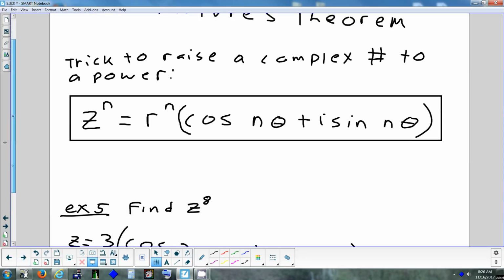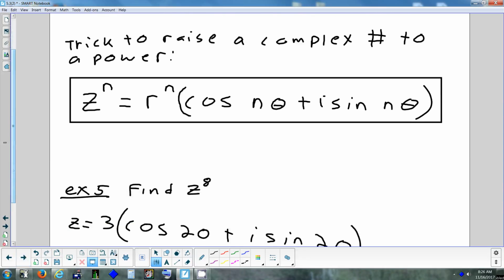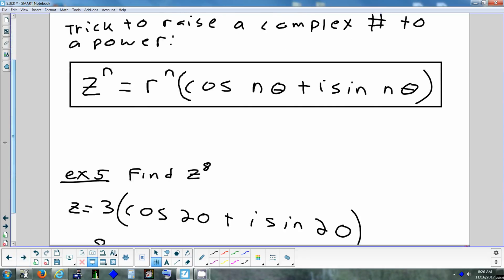So when we do a problem, they'll give you something like this. They'll tell you what power to raise it to. They'll tell you the radius you're starting with. They'll tell you the angle you're starting with. All you have to do is raise the radius that they gave you to the power and take the angle they gave you and multiply it by the power.